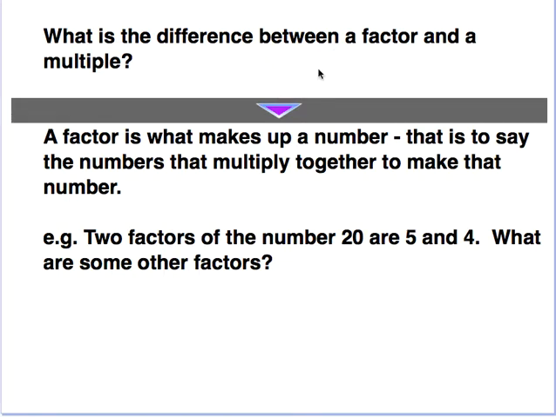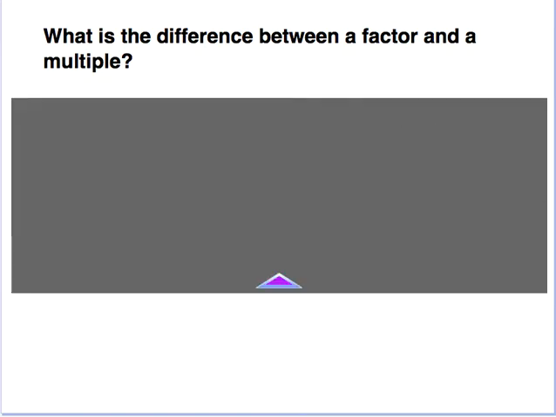So what's the difference between a factor and a multiple? A factor is what makes up a number. That is to say, the numbers that multiply together to make the number. So, for example, two factors of the number 20 are 5 and 4. What are some other factors of the number 20? Let's think about this. 10 and 2, and 20 and 1. Those are both other factors.